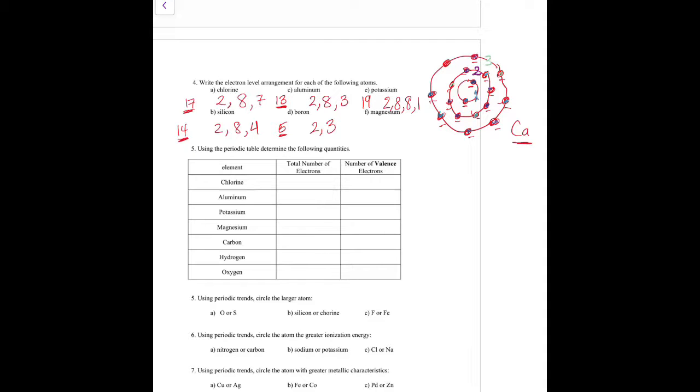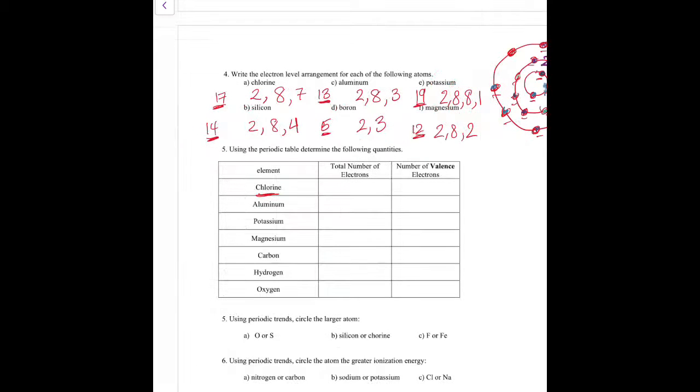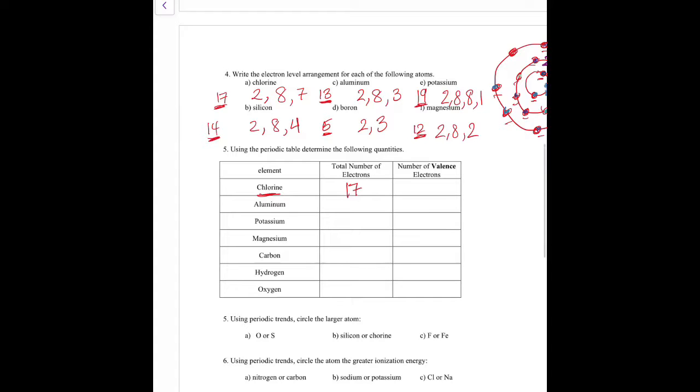All right. Magnesium is 12. So 12 is 2 plus 8 is 10 plus 2 is 12. Great. So again, the total number of electrons is 17. Let's fill out this column first. Aluminum, again, was 13. Potassium is 19. Magnesium is 12. Carbon is 6. Hydrogen is 1. Oxygen is 8.